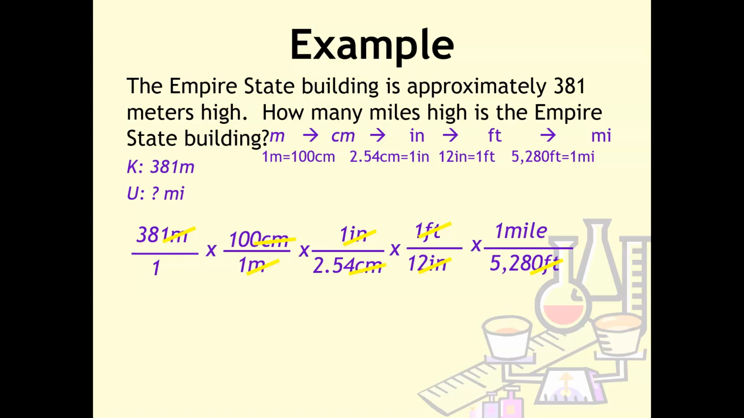Multiply 381 times 100 times the ones on the top. I guess you don't technically have to type those in. And then make sure you hit division sign 2.54, division sign 12, and then division sign 5,280. It's really important you hit the division sign 3 times there. And then you should get 0.237 miles for your answer.